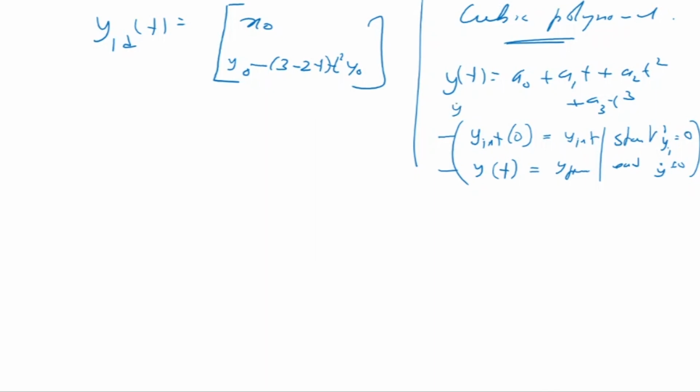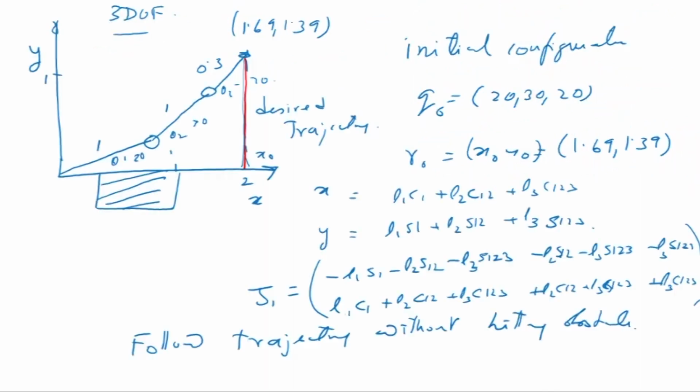So if I take the derivative of this, y0 of t, then I get the velocity. I'll come to the details of how to fit the cubic polynomials when we talk about trajectory planning. But here just understand that we are fitting a cubic polynomial onto this trajectory. There is an x and a y. X is a constant. Y we are fitting a cubic polynomial.